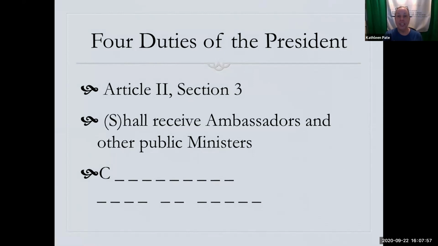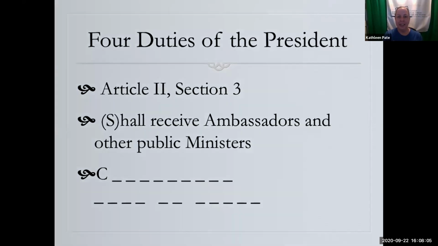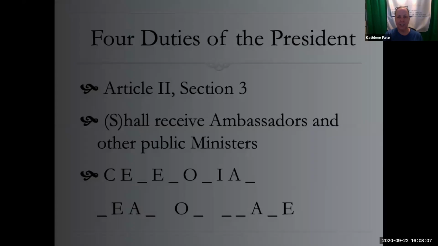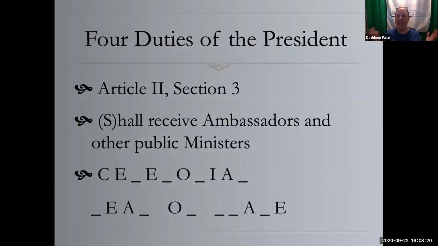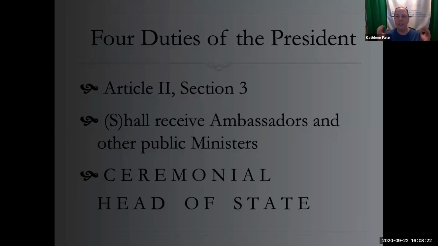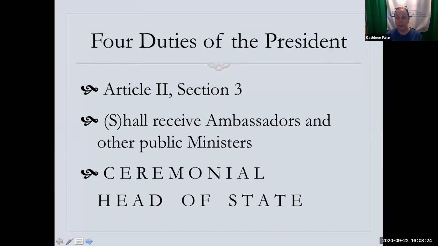Are the last three words head of state? Yes, they are, Ryan. And so we're going with, do you want vowels? To see if you can guess what that first modifier is there. Not commander, it's a little bit longer. Ceremonial head of state. All right, so that is an easy, fun way to remember the duties of the president as defined in the Constitution.